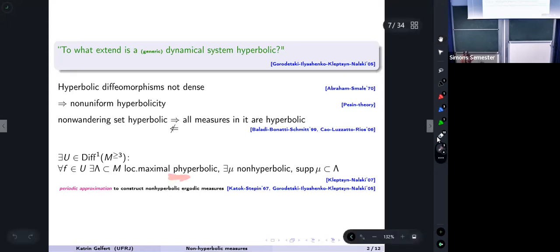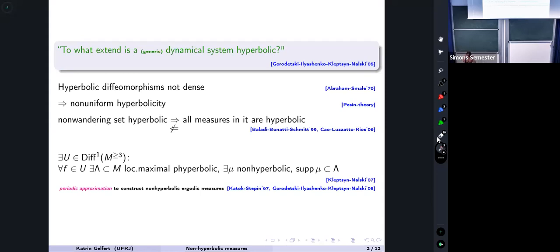my abbreviations of partially hyperbolic sets which carry a non-hyperbolic measure. And moreover, this non-hyperbolic measure has full support. So non-hyperbolicity is very much typical, at least in some open set of dynamics. Let me just say how they proved this: they used a method which is sometimes called the periodic approximation method to construct non-hyperbolic ergodic measures, which followed a line of previous works, for example, by Katok, Stepin, and the mentioned paper by Gorodetsky, Ilyashenko, Klepsin, and Narski.